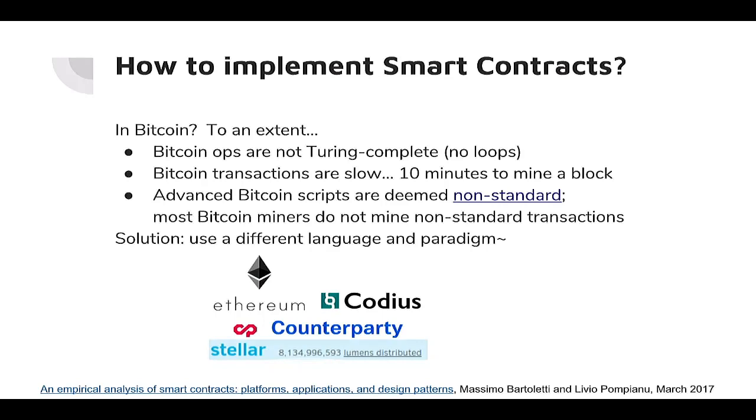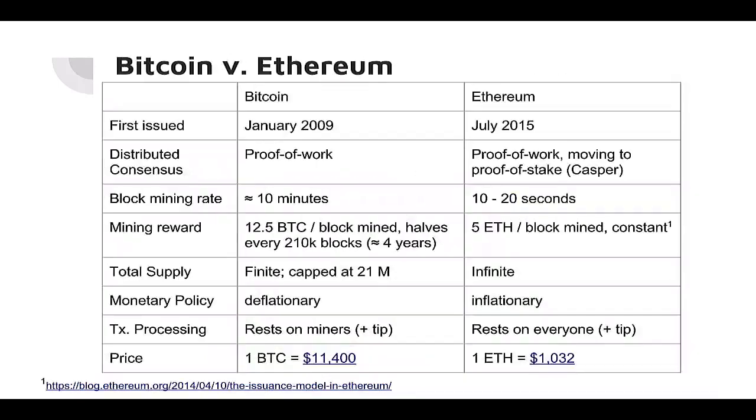So the solution, of course, is to consider different languages and platforms for using smart contracts. Ethereum's the one we'll study today, but there's lots more coming out. Counterparty actually embeds metadata inside the Bitcoin blockchain in order to enable smart contracts. Codius is a more JavaScript-y one, and there's private ones coming out too.